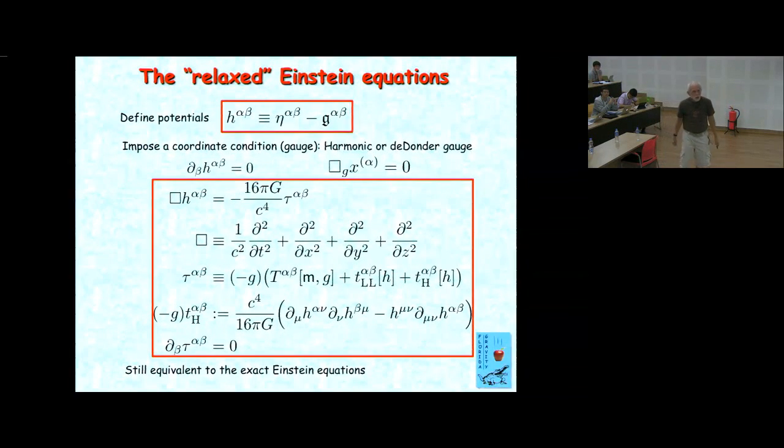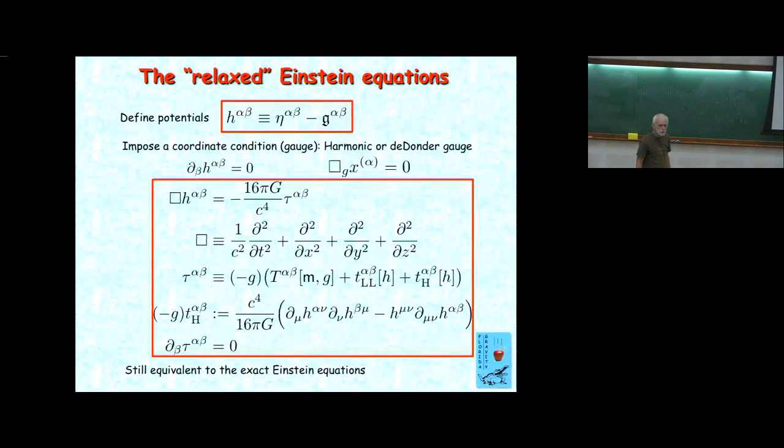Okay? Then using that H, we're going to impose a coordinate condition. The coordinate condition says that the divergence of this quantity H, so take a partial derivative and then contract on beta, that divergence vanishes.